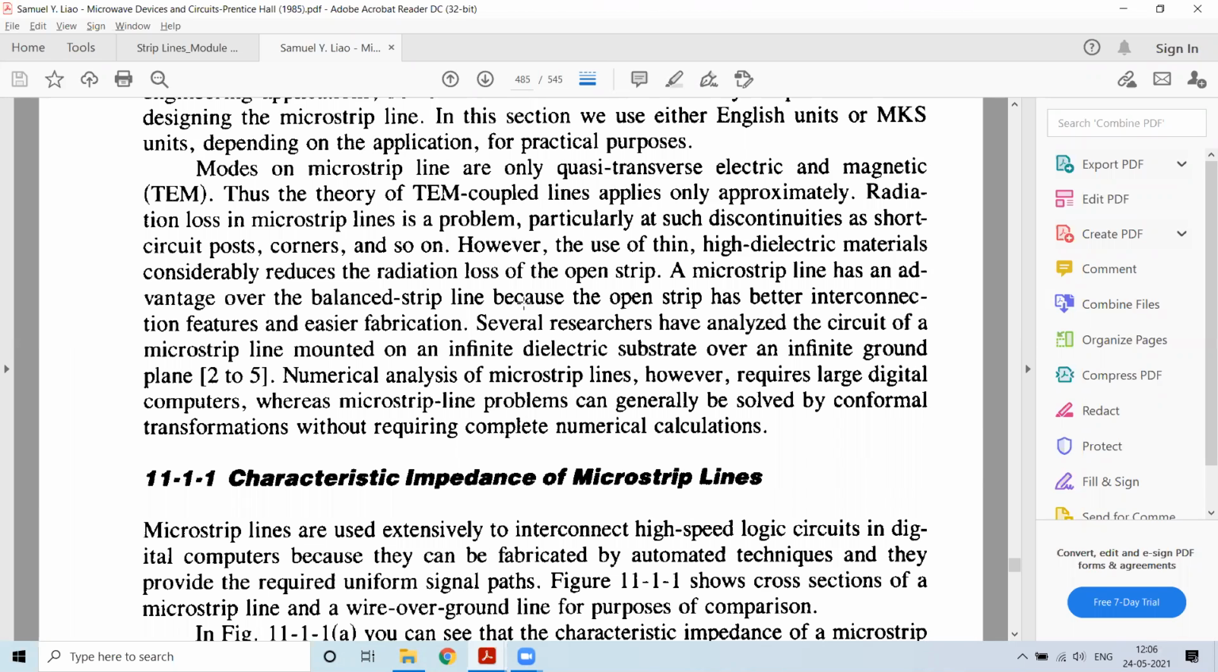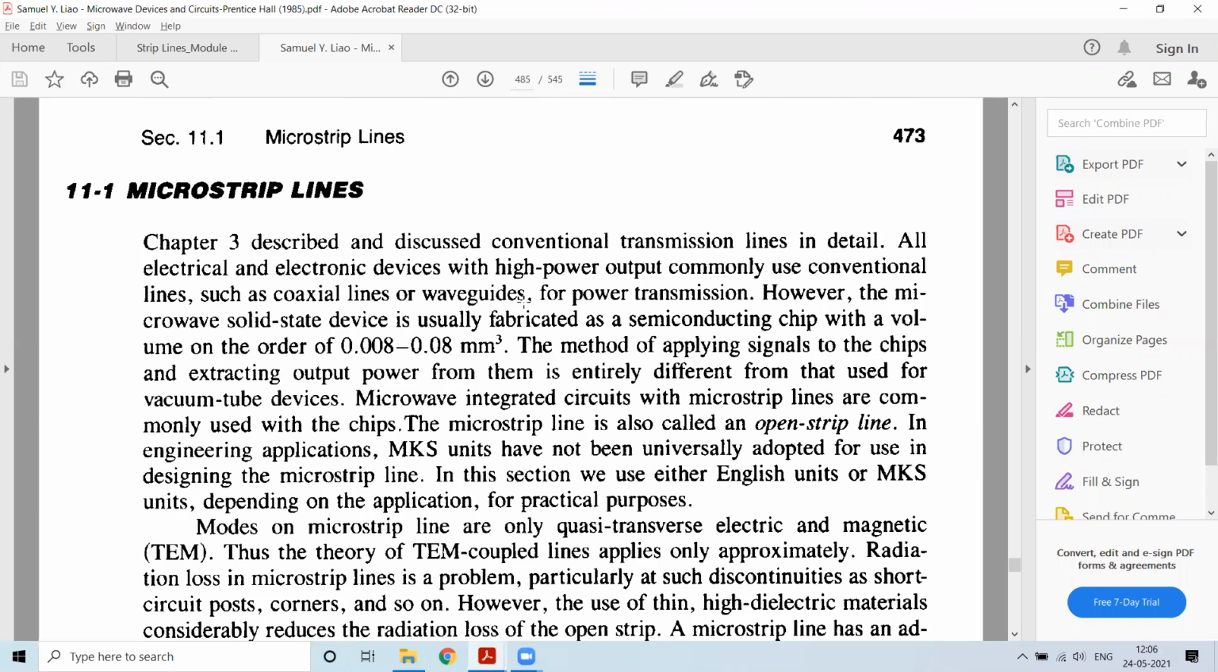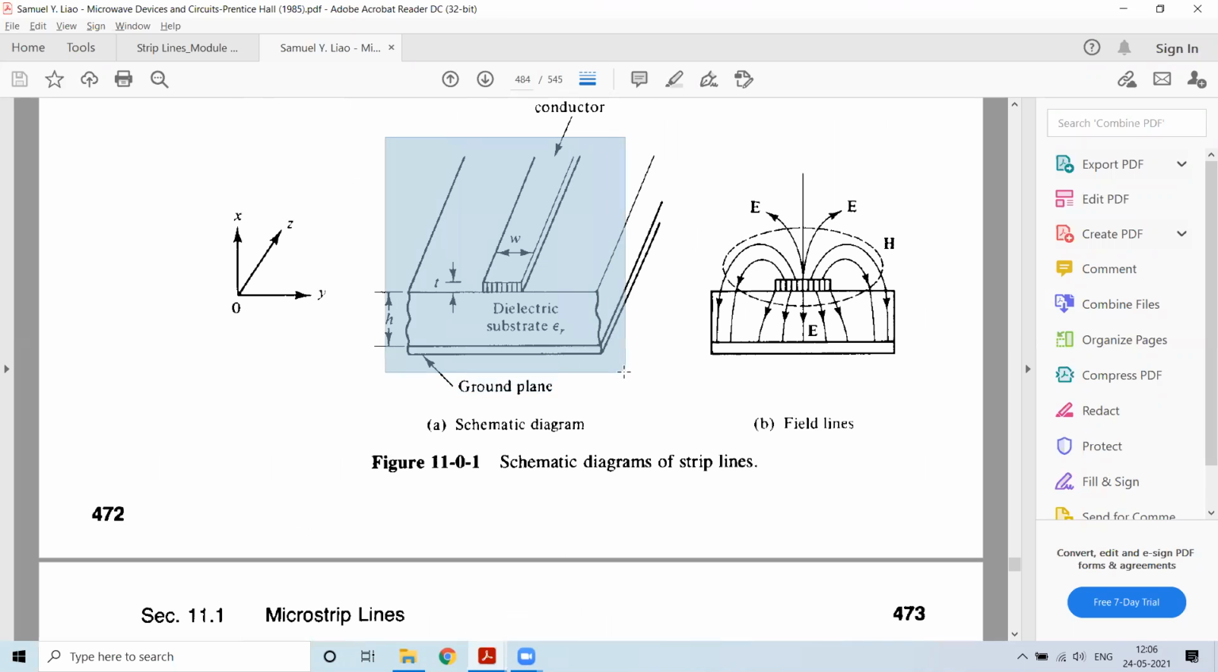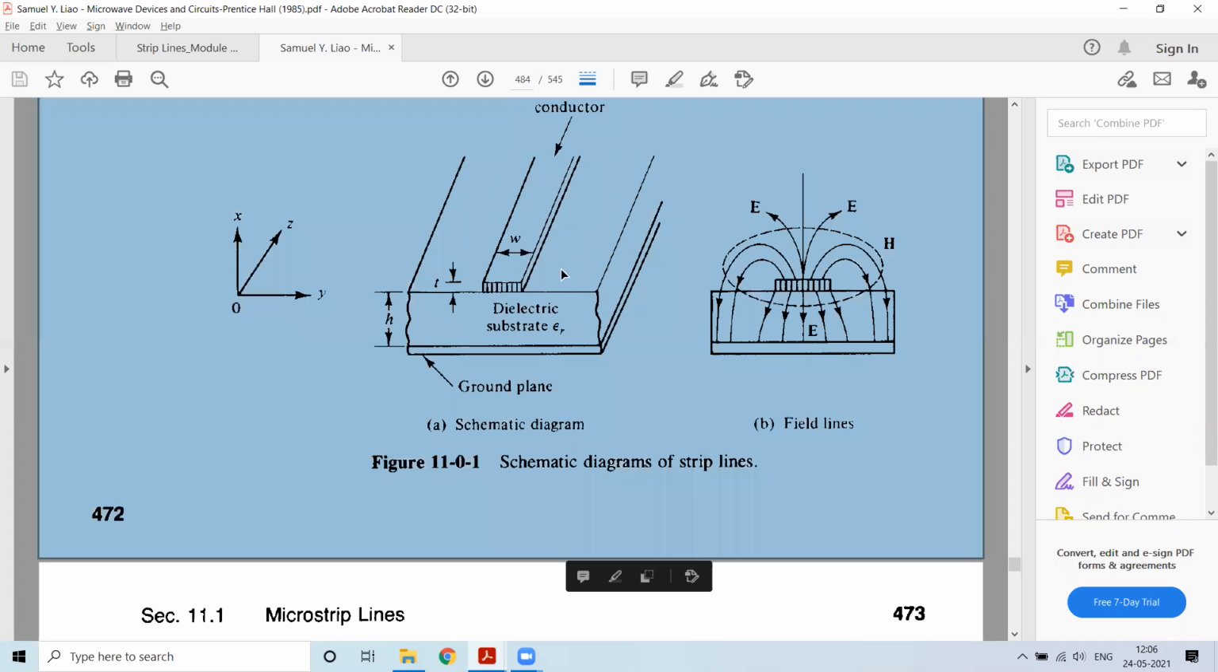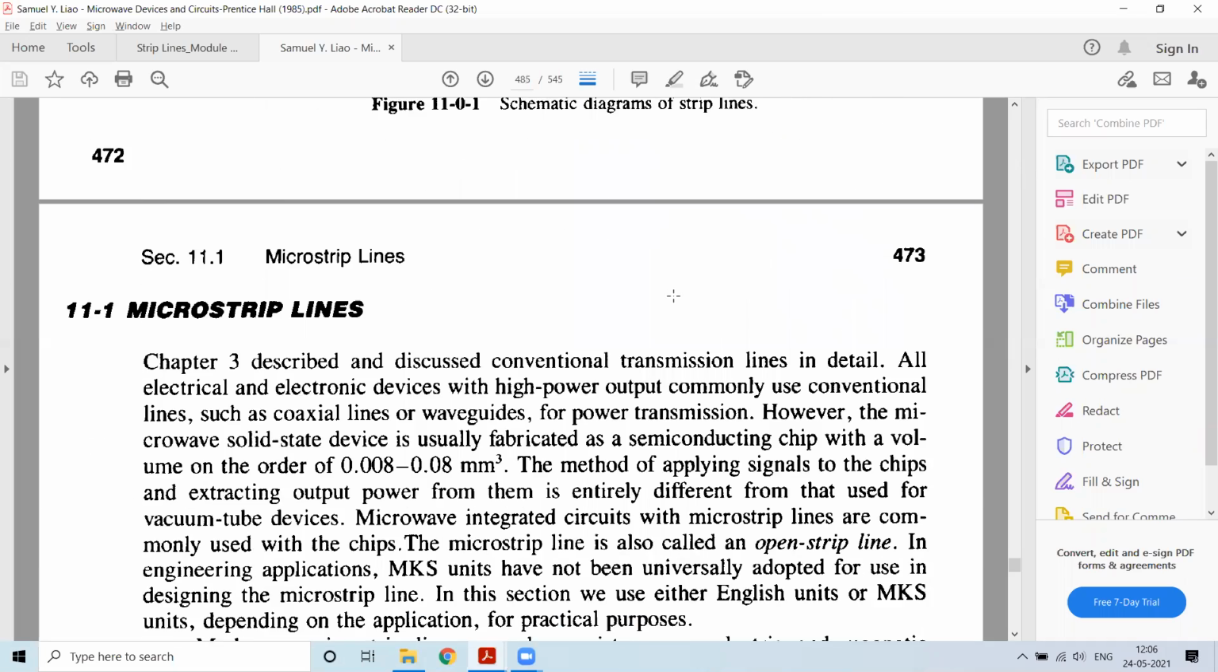Apart from this, since we have a structure of this kind, we can have different microwave integrated devices which we can connect using these strip lines or microstrip lines. We can connect different microwave devices to these. So these are basically acting as what? They are acting as the transmission lines.